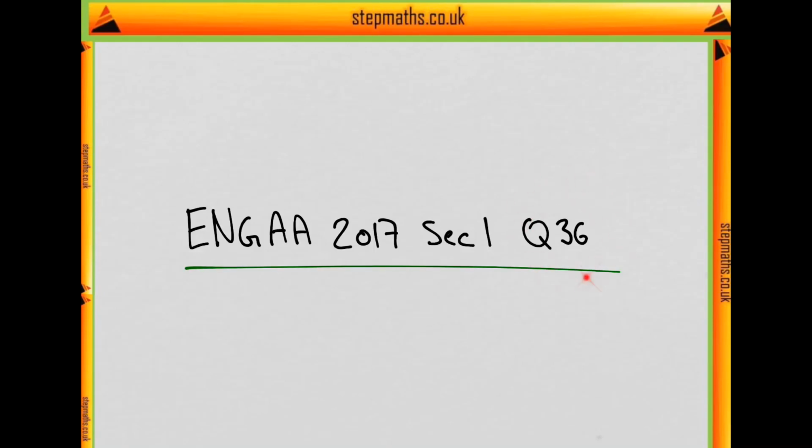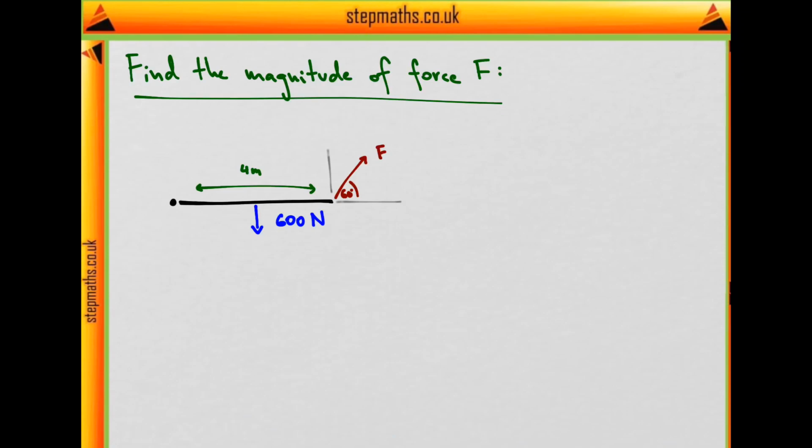In this video, we'll look at question 36 from the 2017 exam. So here we have a bar which is pivoted at one end and it weighs 60 kilos. So I wrote down 600 newtons for the gravitational force, and it acts in the middle of the bar, which has length 4 meters. This bar is held in equilibrium.